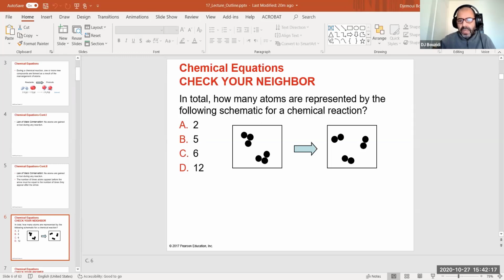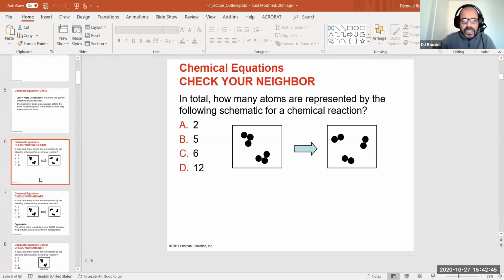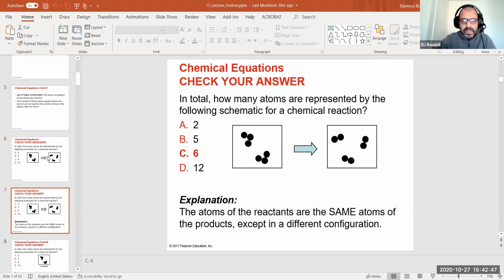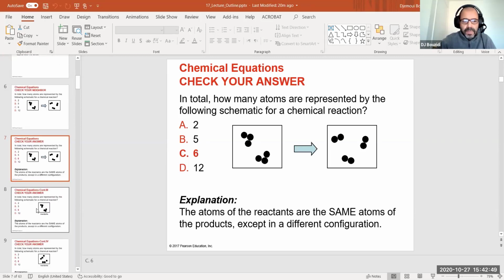So the question is, how many atoms are represented by the following schematic for a chemical reaction? In this case, I have six. Six before is equal to six after. The six before were grouped in two groups of three. After the chemical reaction, they rearranged and redistributed themselves and became three groups of two. It's still six before and six after. So that's in a nutshell what a chemical reaction is. Again, the answer is six.